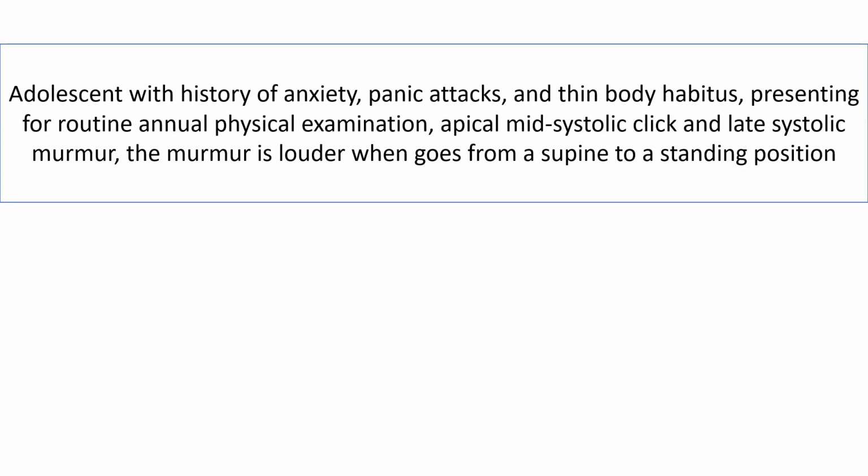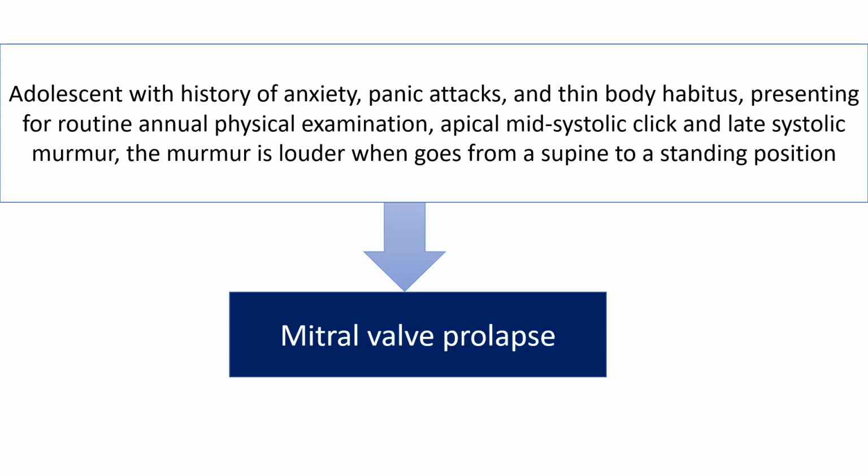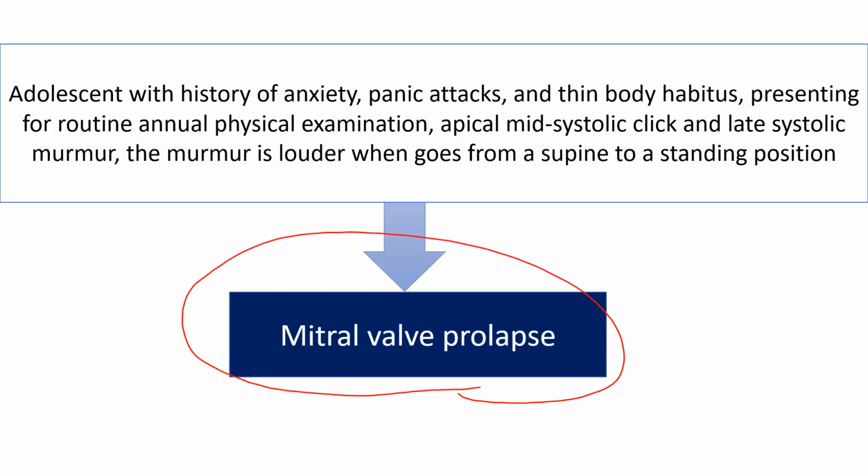An adolescent with a history of anxiety, panic attacks, and thin body habitus presents for a routine annual physical examination. On physical exam, you find an apical mid-systolic click and late systolic murmur. The murmur is louder when going from supine to standing position. What is the most likely diagnosis? Mitral valve prolapse is most commonly asymptomatic. However, with progression of mitral regurgitation, this can be associated with symptoms, for example, fatigue and exercise intolerance.